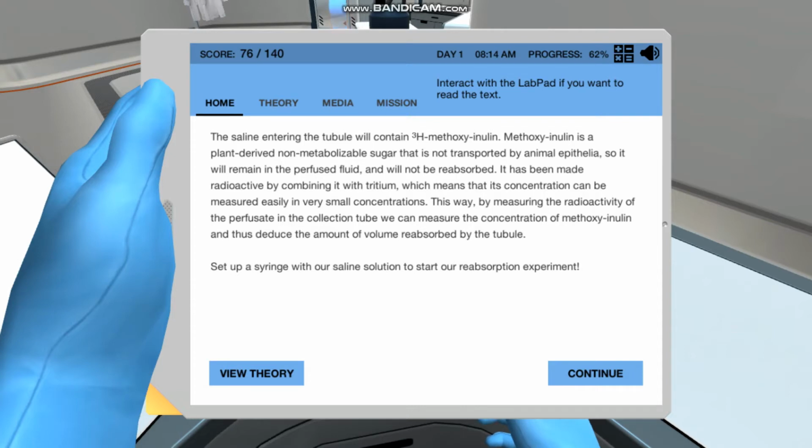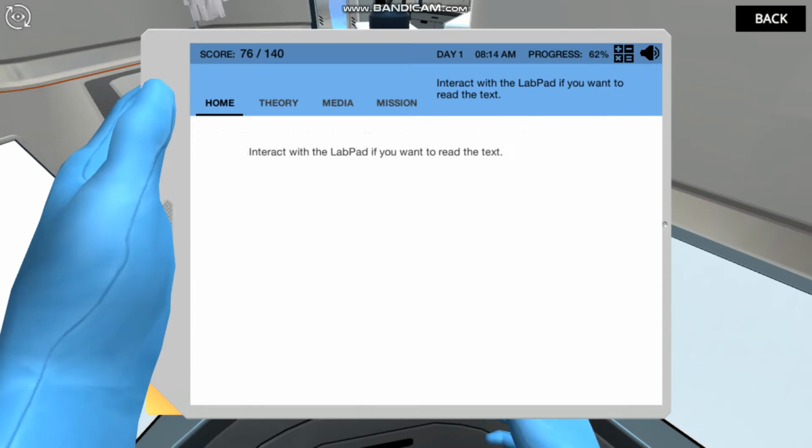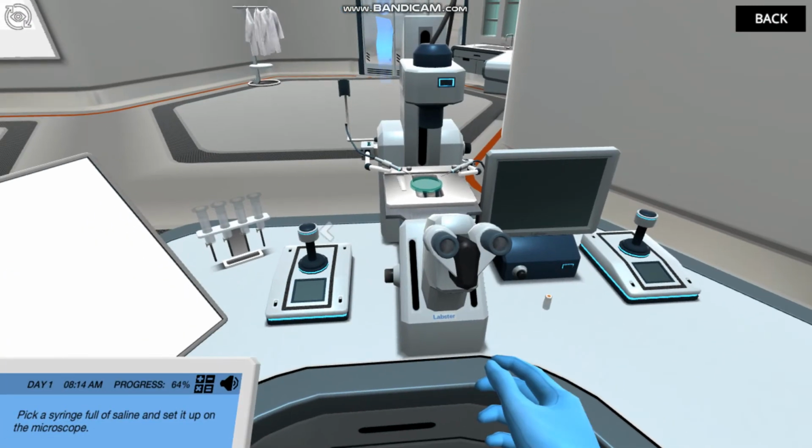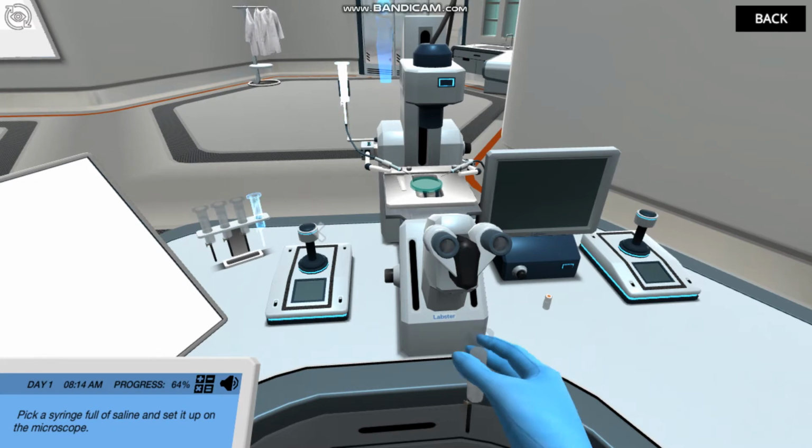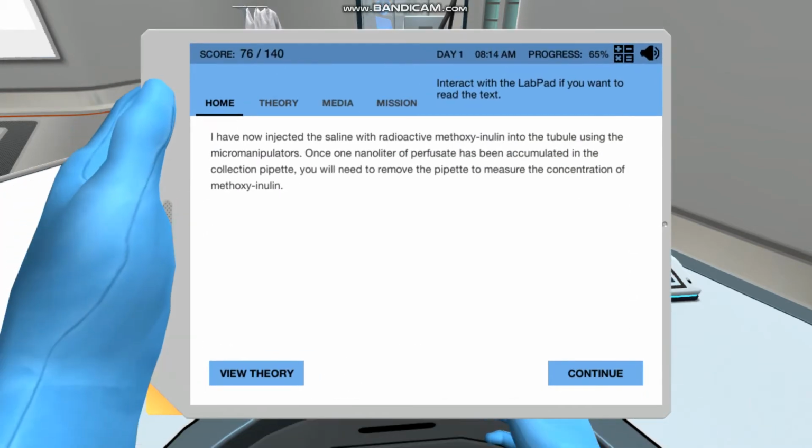Set up a syringe with our saline solution to start our reabsorption experiment. Pick a syringe full of saline and set it up on the microscope. I have now injected the saline with radioactive methoxyinulin into the tubule using the micromanipulators.